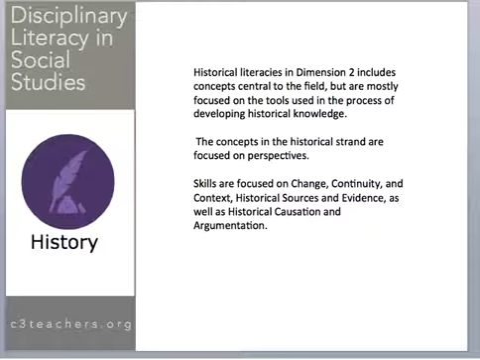The concepts in the history strand are focused on perspective. The tools are focused on three categories: change, continuity, and context, historical sources and evidence, as well as historical causation and argumentation. Now that you've watched this video, please complete the assessment that accompanies it and make sure to check out the background readings. They're going to fill in a lot of what I said.